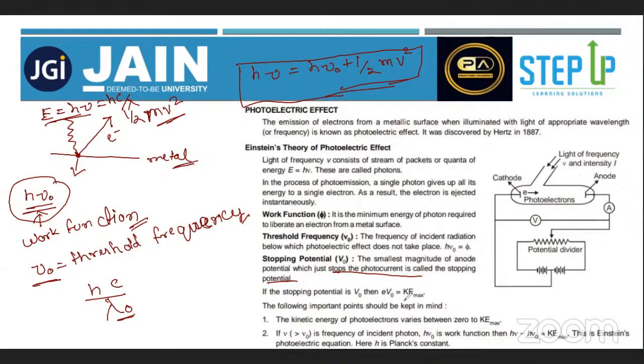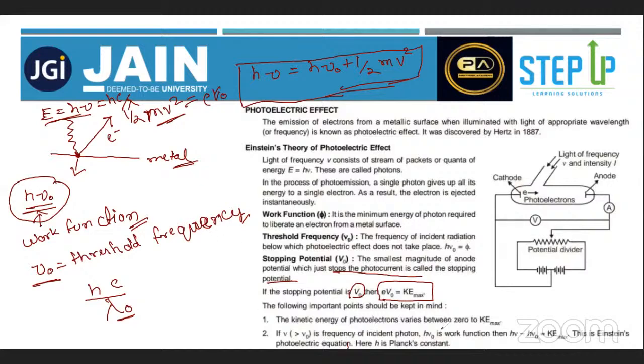So stopping potential is given as eV naught, where V naught is the stopping potential. eV naught is equal to KE maximum. Because I don't want the electrons to move, I'll apply that much energy in the reverse direction. So what will happen is this will stop. The photon will hit, ejection will happen, but there will be no movement of electrons.